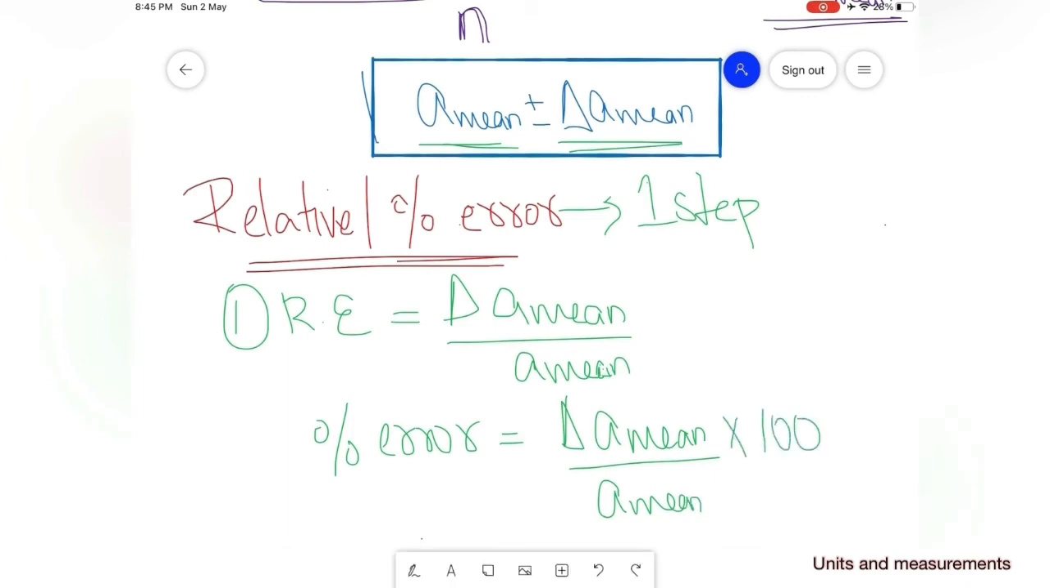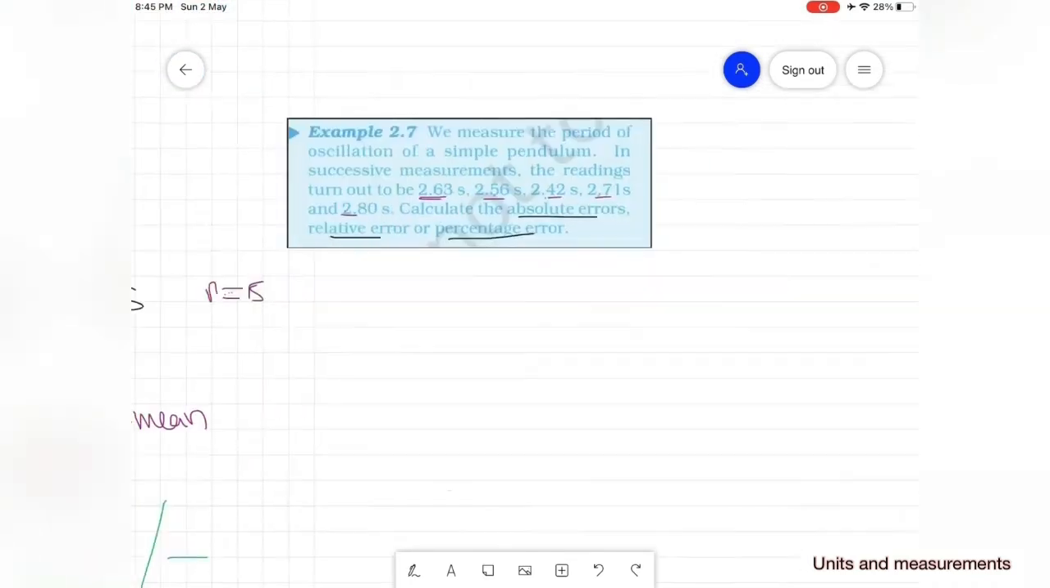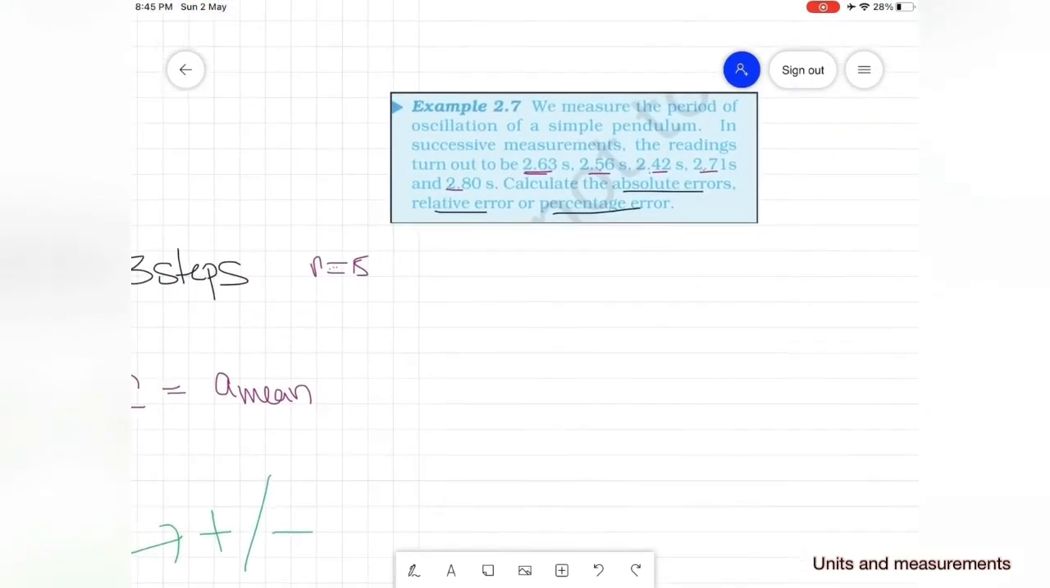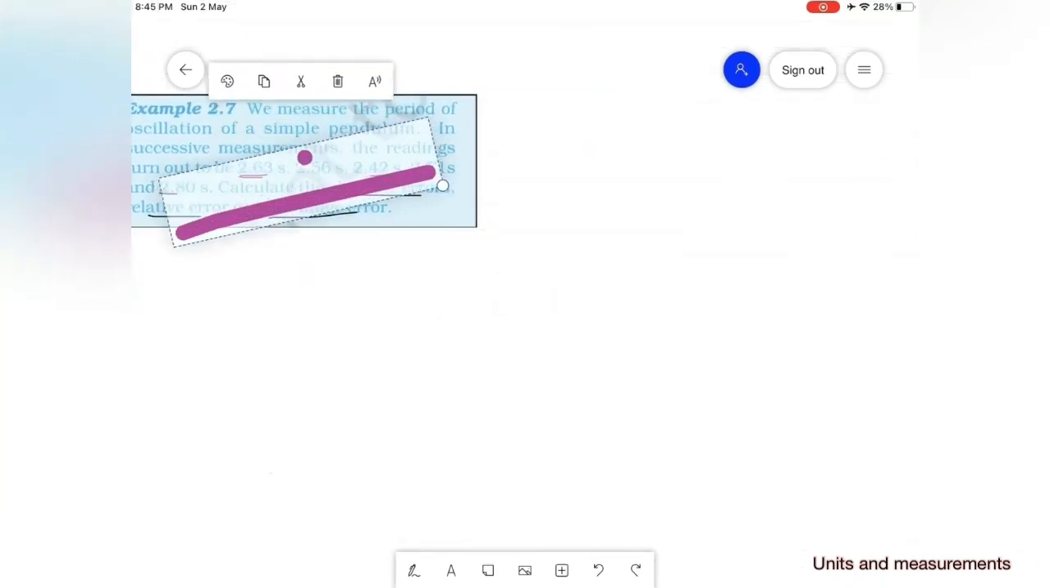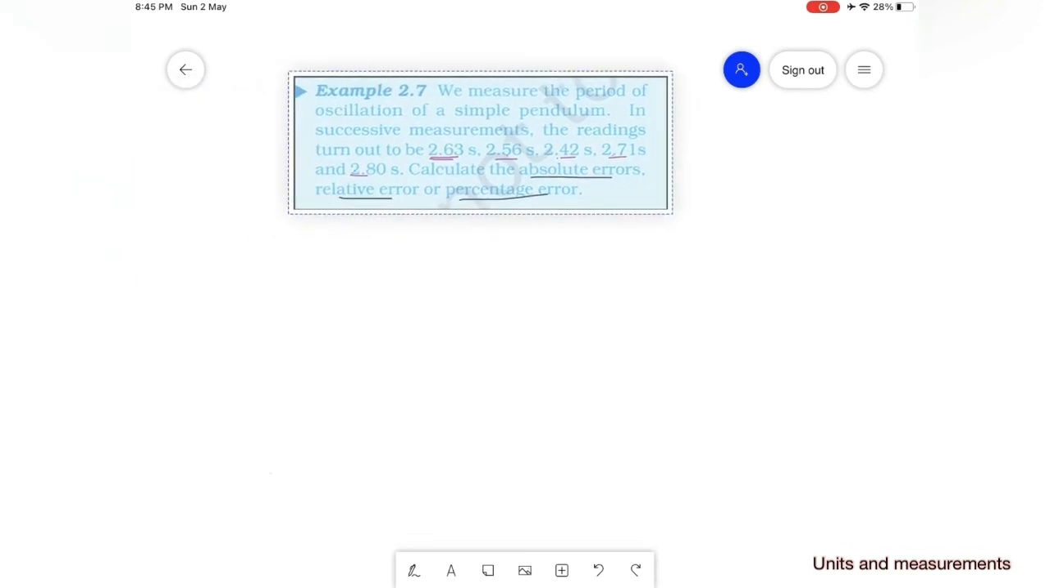So this will give you the percentage error value. Now let's go to solving the question. Now using these steps, try to solve it on your own. But right now I'll give the explanation, but if possible, pause the video here, try to solve it on your own. So let's see this.